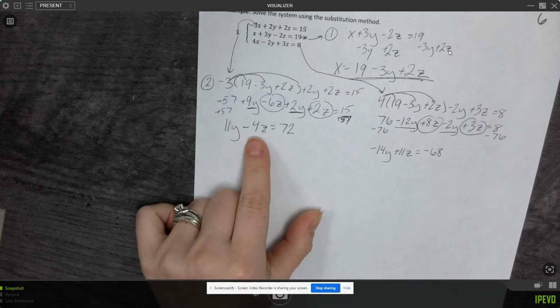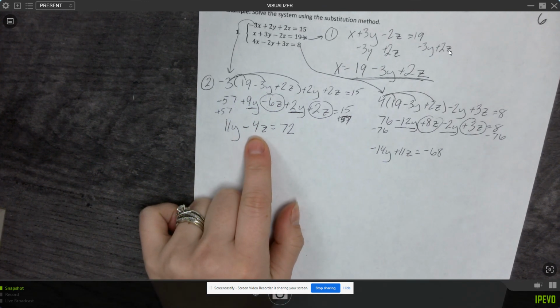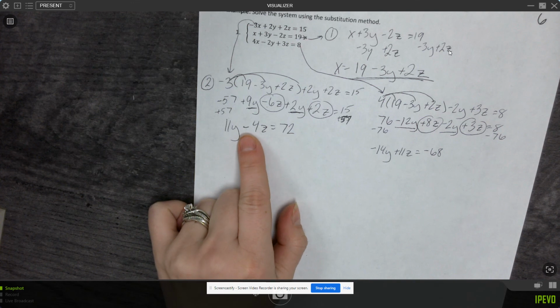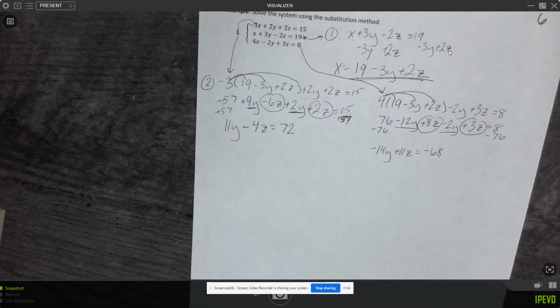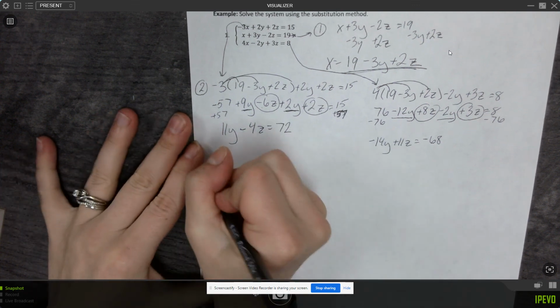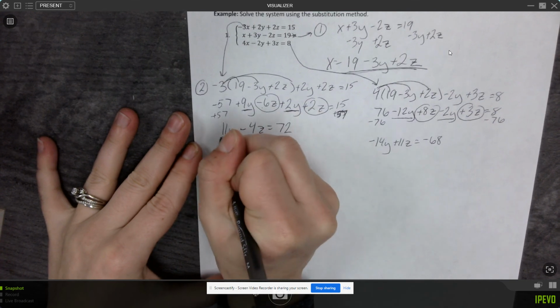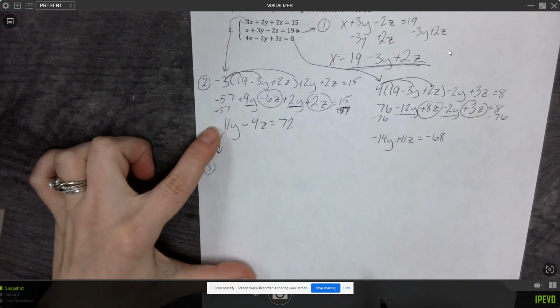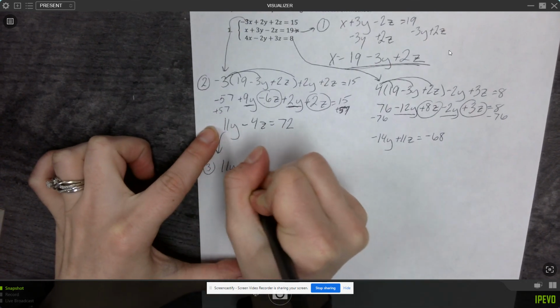I will point out that if I solve this one for z, 72 is divisible by 4. So I will still have a fraction that you will see in a moment, but you're only going to have 1 instead of 2. So I'm going to solve this one for z. I'm going to do that by subtracting. Oh, let me rewrite it first.